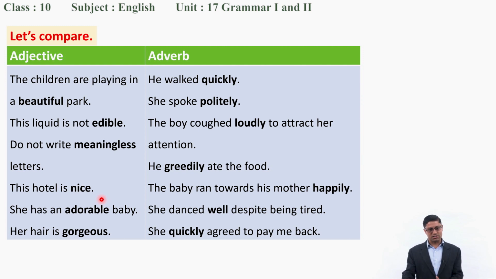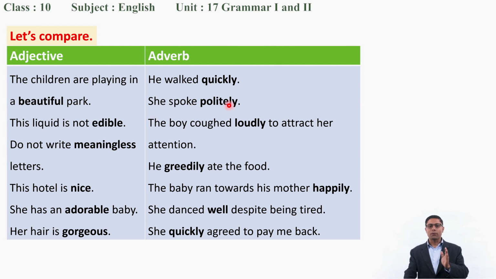Nice is an adjective, so it's highlighted. She has an adorable baby. See, adorable is highlighted here. It's an adjective. Similarly, her hair is gorgeous. So, gorgeous is highlighted here. It's an adjective. Let's look at the next column under adverb. He walked quickly. Quickly is an adverb. It's highlighted.